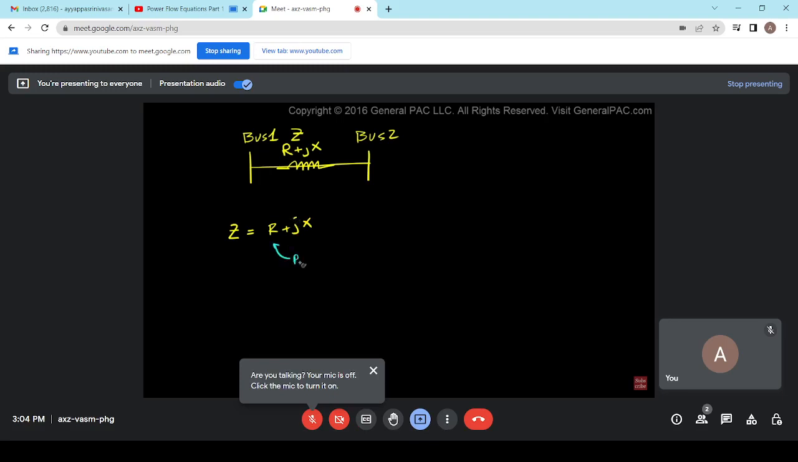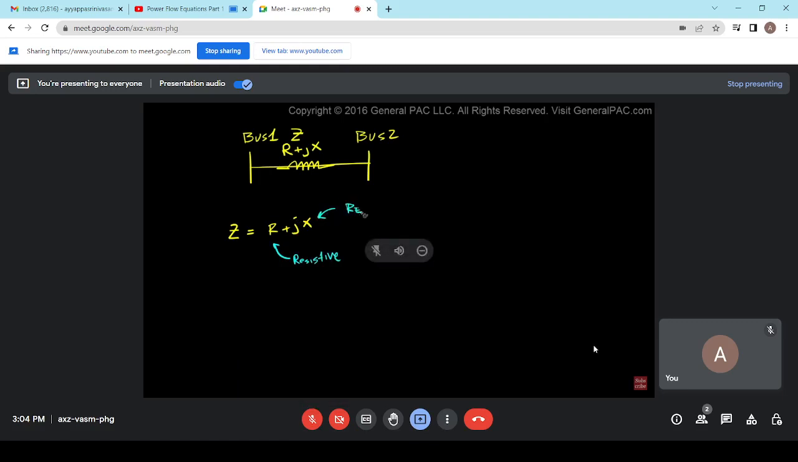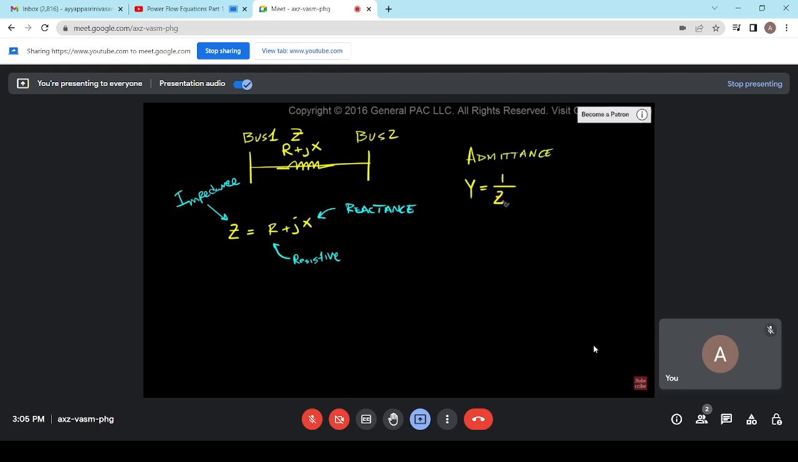The R is the resistive component of the transmission line, and the X is the reactive component or the reactance, and then Z is called impedance. So the impedance is the resistive plus reactance, okay? So another way to describe impedance is a term called admittance. And admittance is essentially 1 over the impedance, right?